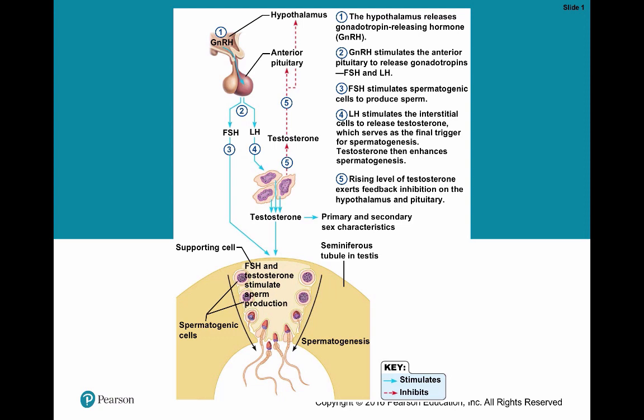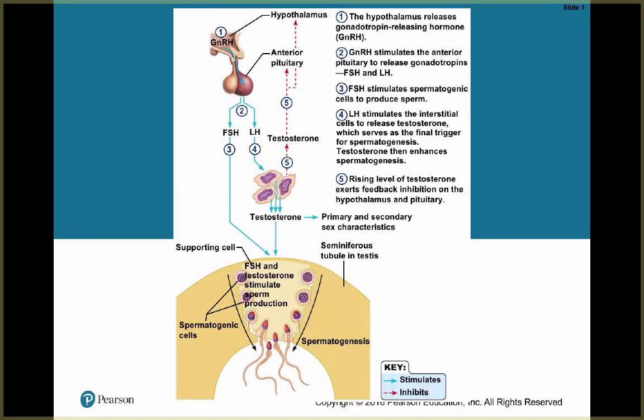So the very first thing that happens is that the hypothalamus is going to release GnRH, which is the gonadotropin releasing hormone. And so this is going to go from the hypothalamus to the anterior pituitary gland, which essentially then is going to release follicle stimulating hormone and luteinizing hormone. The follicle stimulating hormone is going to go down and it's going to stimulate spermatogenic cells to start producing sperm.